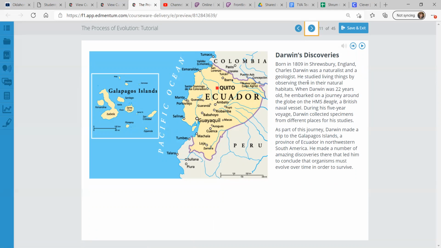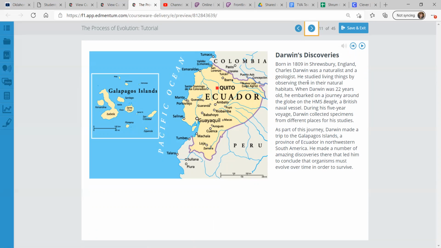Darwin's discoveries. Born in 1809 in Shrewsbury, England, Charles Darwin was a naturalist and a geologist. He studied living things by observing them in their natural habitats. When Darwin was 22 years old, he embarked on a journey around the globe on the HMS Beagle, a British naval vessel. During his 5-year voyage, he collected specimens from different places for his studies.